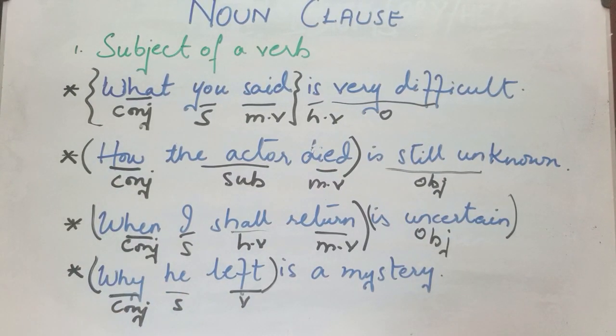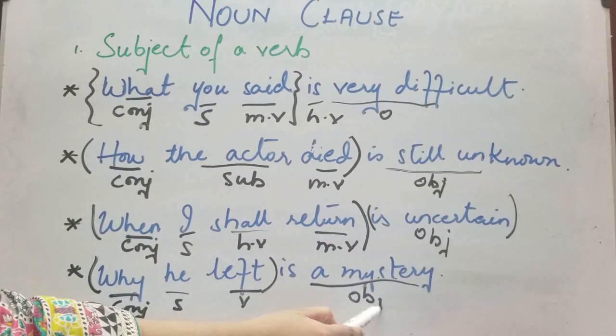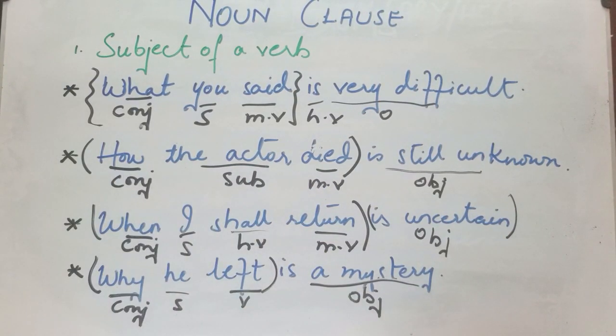So a noun clause is simply a sentence that starts as the subject of a verb. It will start with the conjunction. Moving on, it will have a subject, and then it will have a verb. Then finally it will have an object, right? I hope this is clear. Let's move on to the next part. That is, it acts as an object of a transitive verb. Let's see that.